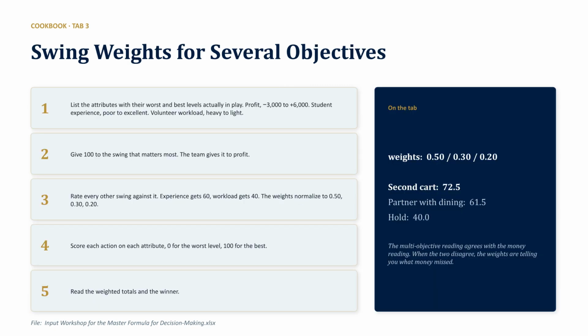For multi-objective decisions, Tab 3 uses swing weights. Don't ask what is important in the abstract. Instead, rate which swing from worst to best matters most. Assign 100 to the most significant swing, then rate others relative to it. This process clarifies exactly how you value different outcomes.